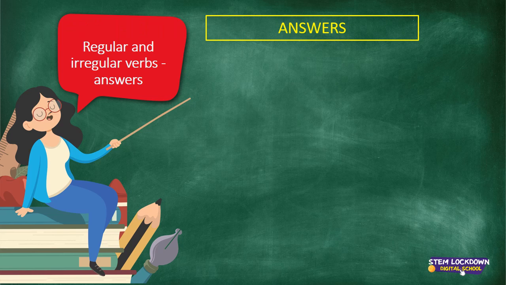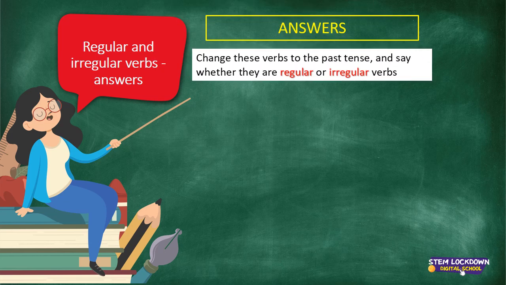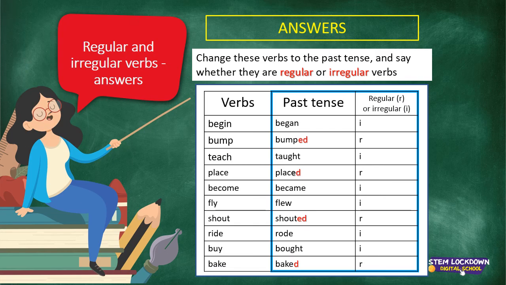Here are the answers for regular and irregular verbs. You had to change these verbs to the past tense and say whether they are regular or irregular verbs. Okay, so they were new verbs from the time we did this before. So let's read them together going across. You're going to be marking whatever's in the blue box, and your marks are going to be worth 20 marks.